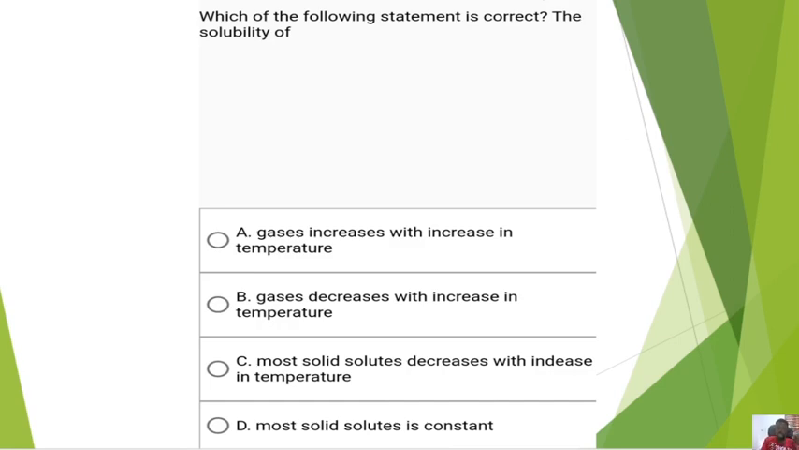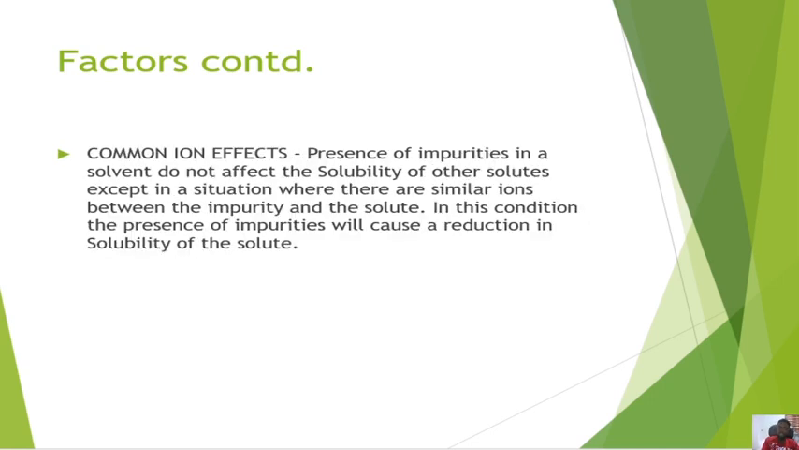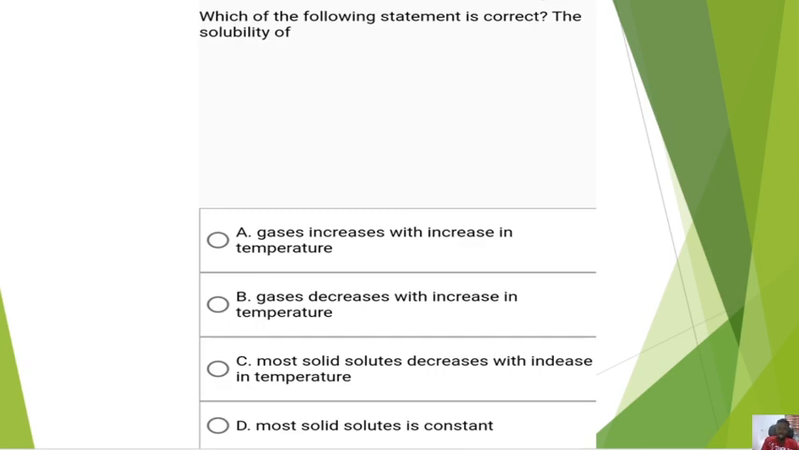Option B, the solubility of gases decreases with increase in temperature. Yes, that's the answer. So have that in mind, that is the answer. B, okay? Then option C, most solids decrease with an increase in temperature. That's supposed to be increase, it's a typo. Most solutes decrease, nah. According to what we have here, if you increase temperature, the solubility of most solids will increase. So option C is wrong. And then option D, the solubility of most solids is constant. Nah, that's so wrong. So the answer is B.